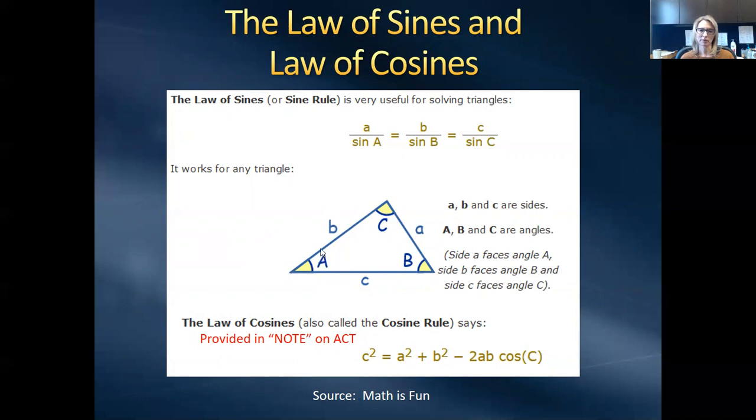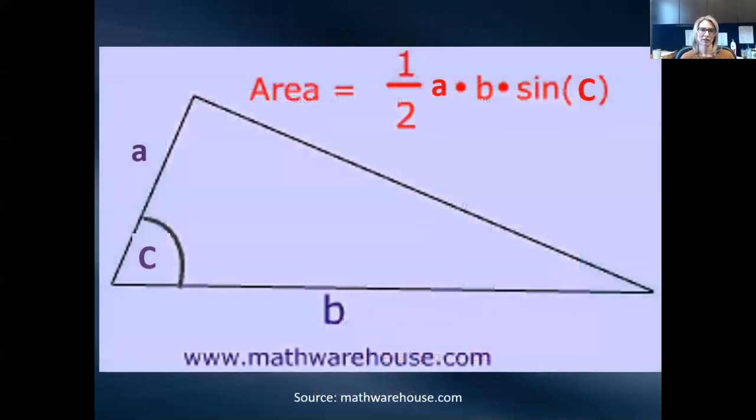Now, if you have a problem and they give you one of the angles, that one's going to be your cosine of C. So you're going to make that your C angle, and you'll make the opposite side your C side, and then the other two will be A and B, and it doesn't matter which one you make A or which one you make B. All right, and this works for any triangle as well.